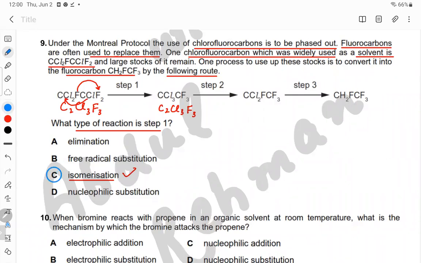If it is an elimination, then the number of atoms in the product must decrease, but the molecular formula remains the same. If it's a free radical substitution, then some atom, either carbon, chlorine or fluorine, must be substituted with another element, but that doesn't happen. So B is also wrong. And there is no new substitution. So D also goes wrong.